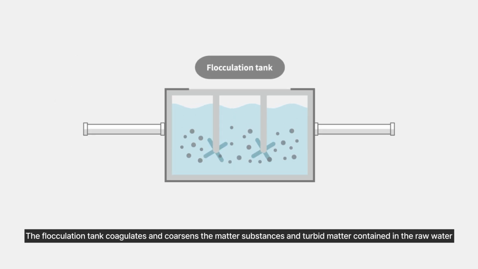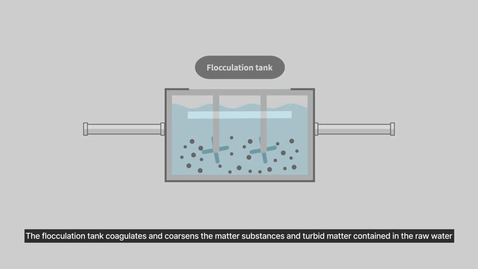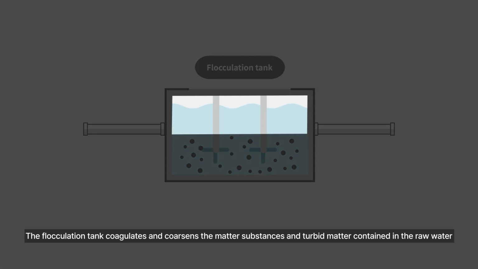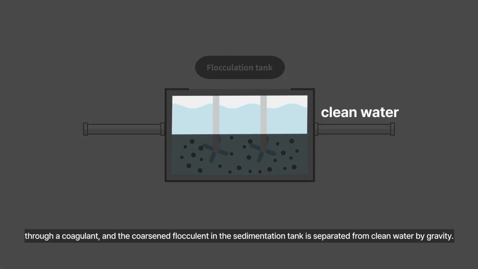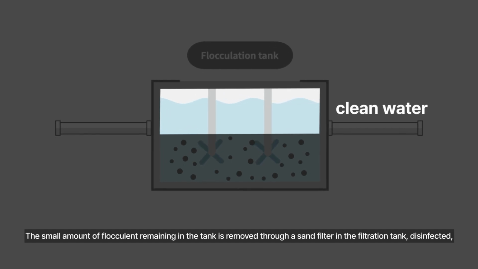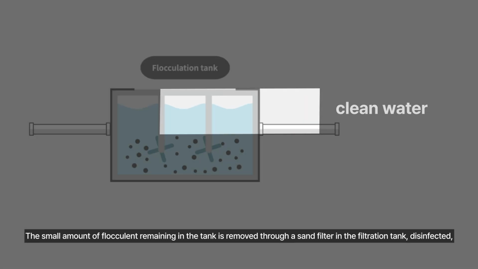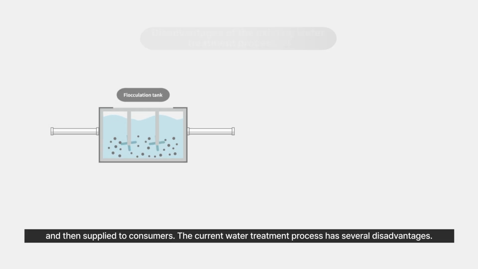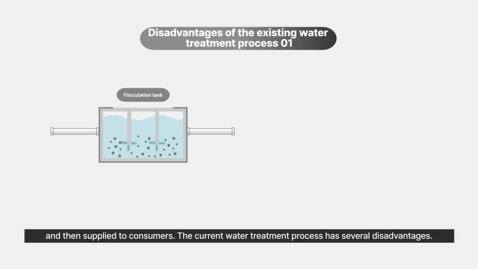The flocculation tank coagulates and coarsens the suspended substances and turbid matter contained in the raw water through a coagulant, and the coarsened flocculant in the sedimentation tank is separated from clean water by gravity. The small amount of flocculant remaining in the tank is removed through a sand filter in the filtration tank, disinfected, and then supplied to consumers.